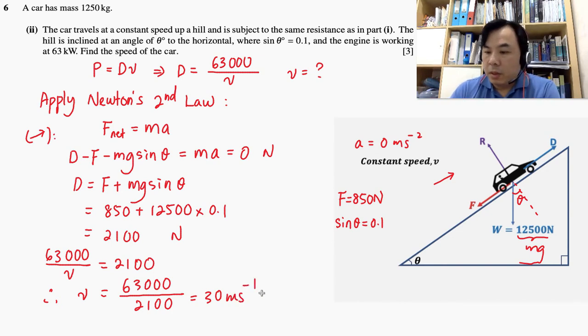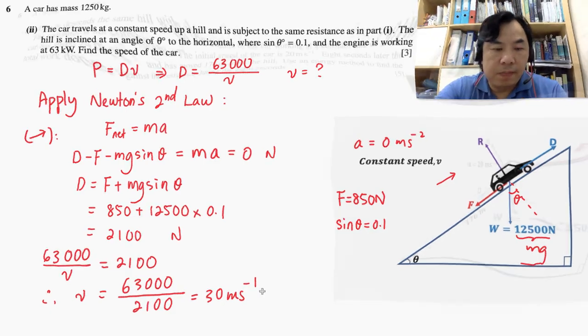So I hope that is clear. Just let me quickly check that through in case I got it wrong. All right, now after checking, yes, the constant speed of the car as it moves up the slope is given by 30 meter per second. I hope that is clear for this question. I'm going to move on to the last section of this question 6.